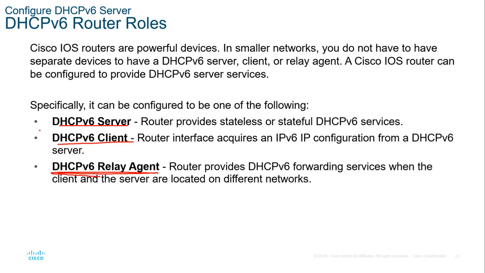A relay agent provides DHCP version 6 forwarding service when the client and the server are located on different networks. So it will help to bridge the network. The DHCP relay agent bridges network 1 and network 2, where the client and the server are not on the same network.